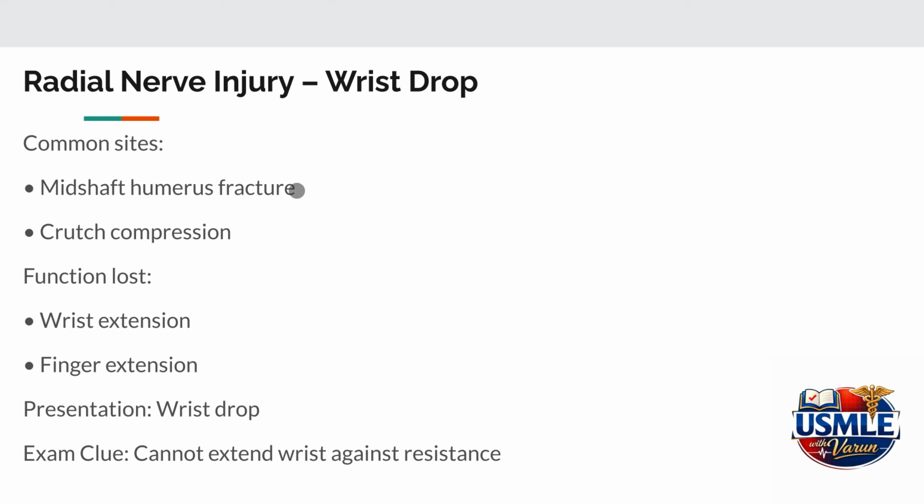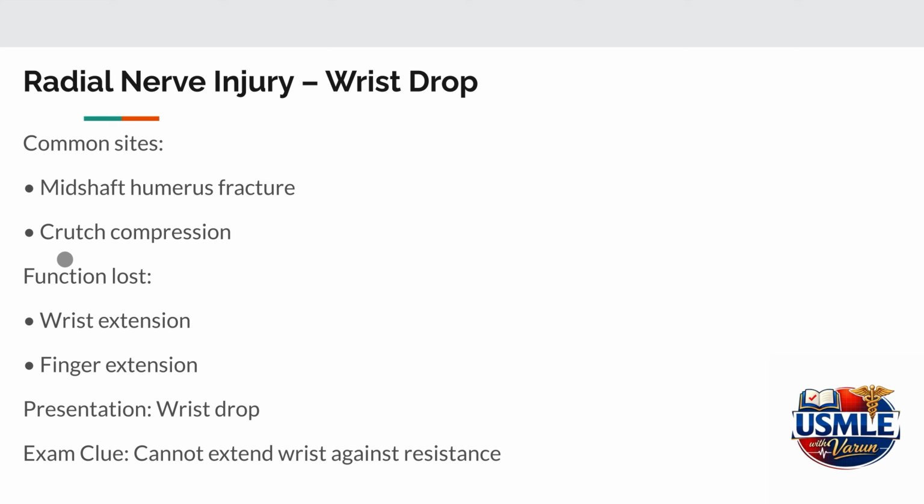Now let's try to understand radial nerve injury and how it causes wrist drop. The radial nerve travels in the radial groove of the humerus. A fracture of the mid shaft of the humerus can injure the radial nerve. This results in loss of wrist and finger extension, producing wrist drop. Therefore, inability to extend the wrist after trauma to the humerus strongly suggests radial nerve injury.